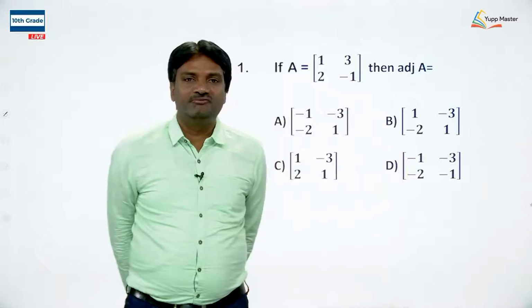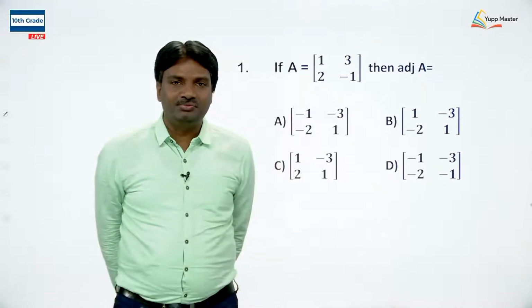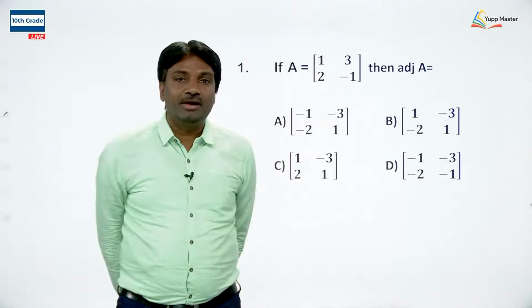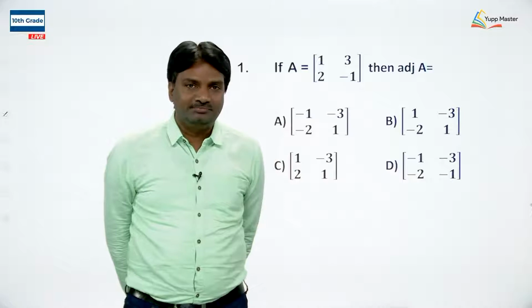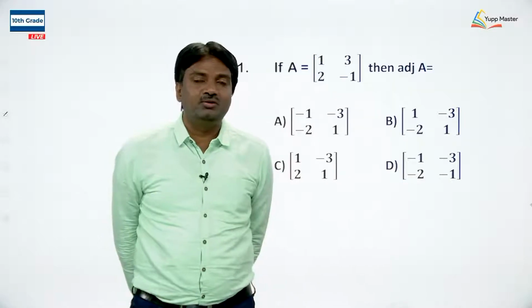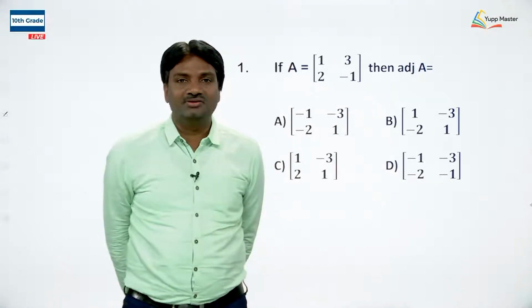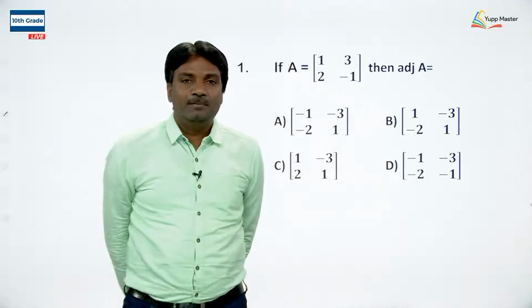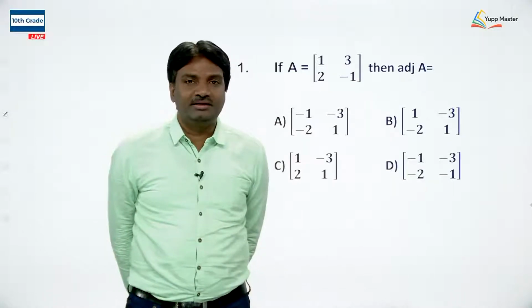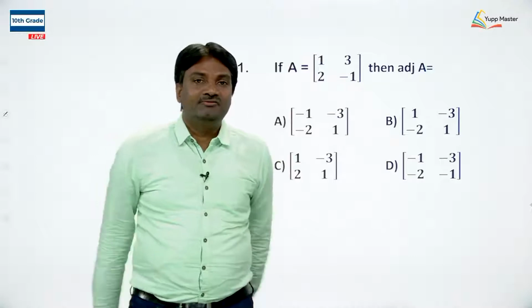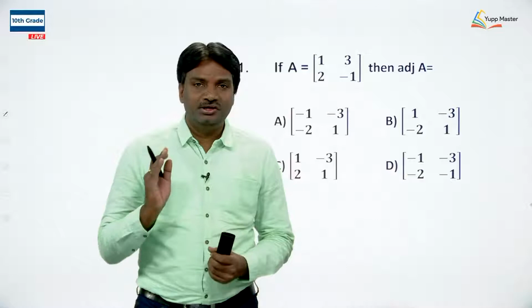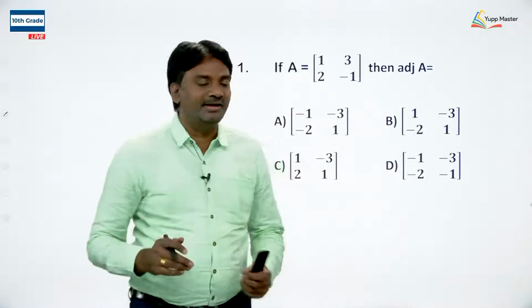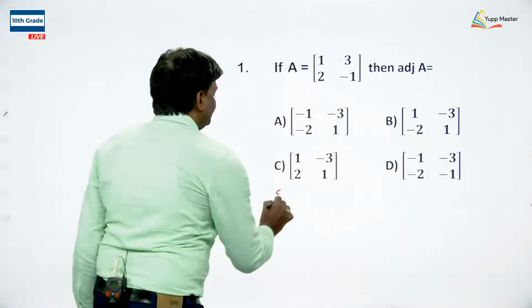According to the definition, the adjoint of a matrix means the transpose of the matrix which is obtained by replacing the elements of the given matrix by its corresponding cofactors. That is known as the adjoint of a matrix. But we know one shortcut trick: for a 2 cross 2 matrix, if A equals [a, b; c, d], then adjoint A equals [d, -b; -c, a]. So here we have the trick.